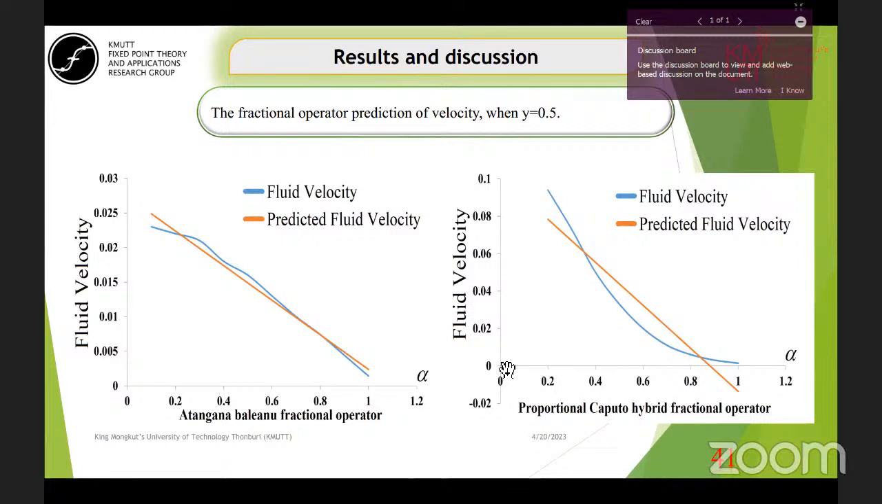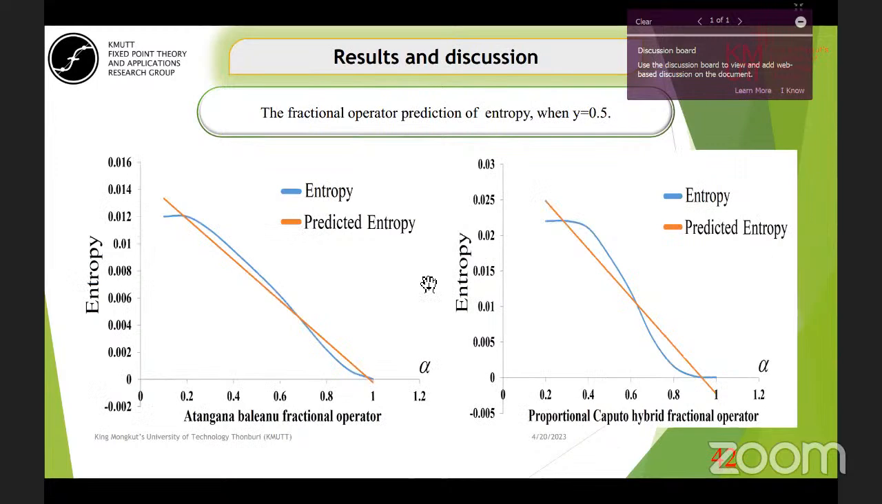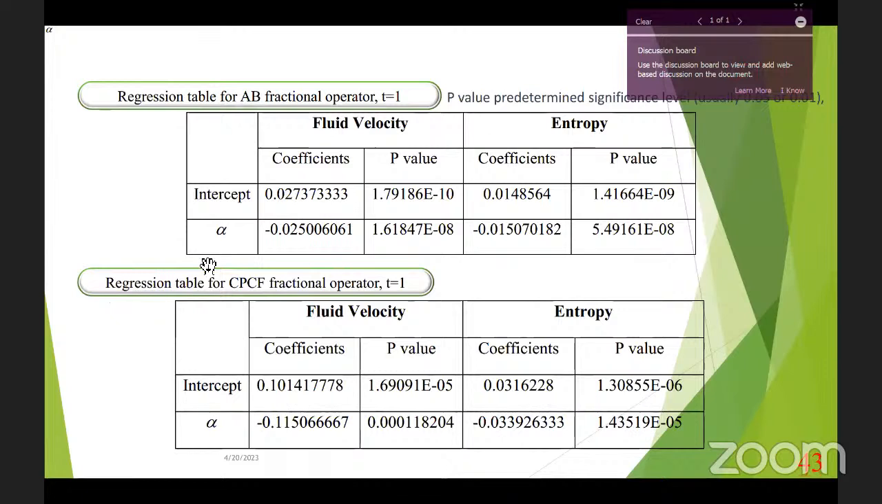And similarly, for entropy generation, we can see that the Atangana-Baleanu fractional operator is near to the predictive entropy generation, while the CPC fractional operator is away from the predictive entropy generation through regression analysis. So we can say that Atangana-Baleanu is more statistically significant in case of entropy as well, as compared to the CPC operator.